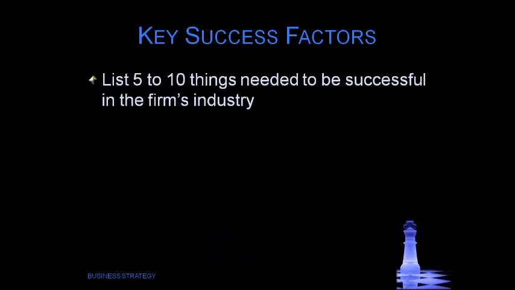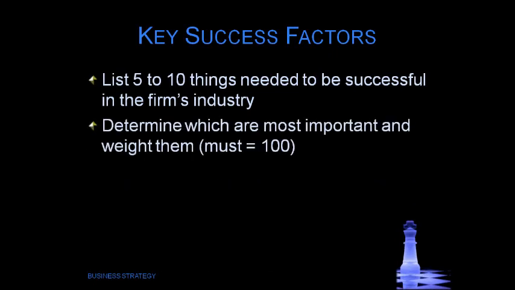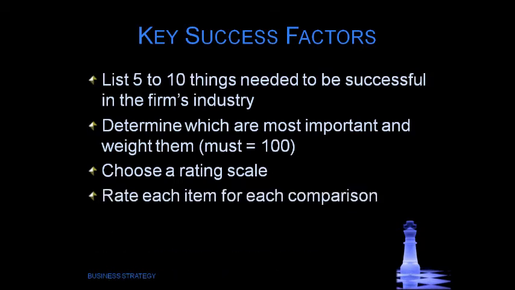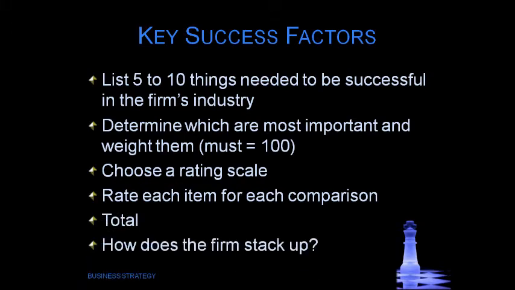The next thing we're going to look at are key success factors. This is a list of 5, 10 things that you need to be successful in the firm's industry. It could be any 10 things that you think. You determine which are the most important, and then you weight them. Like 10% of the success comes from your location, and 50% comes from your knowledge, whatever that may be. And choose a rating scale, 1 to 5, 1 to 10, whatever it is, it doesn't matter as long as it's consistent. And then rate each item and total them up, and then compare yourself to them.